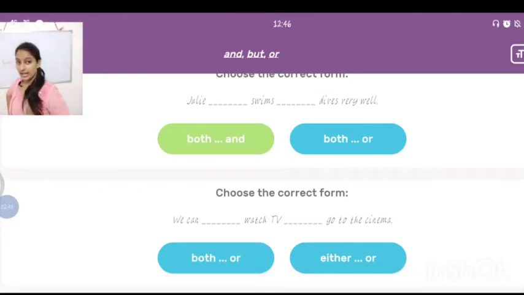We can dash watch TV, go to cinema. So यहाँ पे watch TV देखना, go जाना, तो opposite ideas convey हो रहा है. We can either watch TV or go to the cinema. So this is correct. So here we have learned how many? And, but, or, both and, either or. All these we have covered.